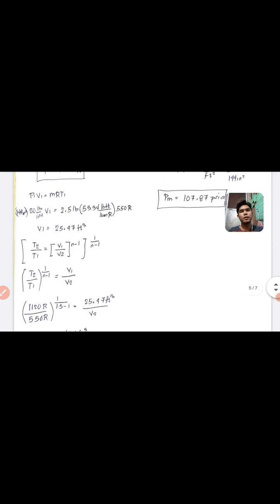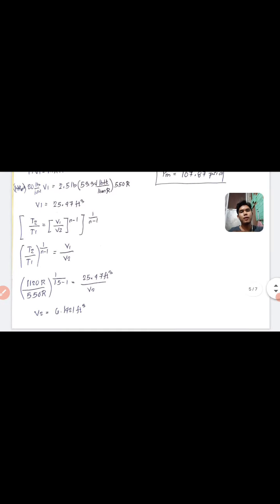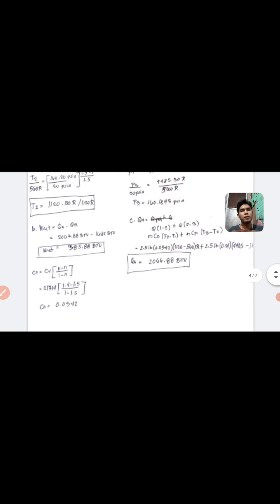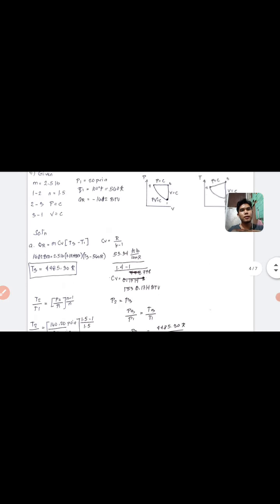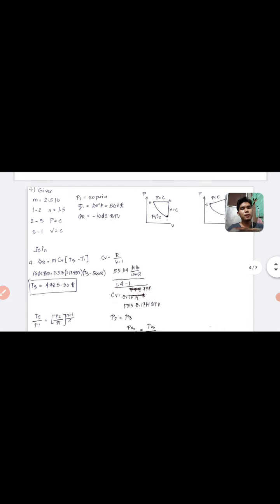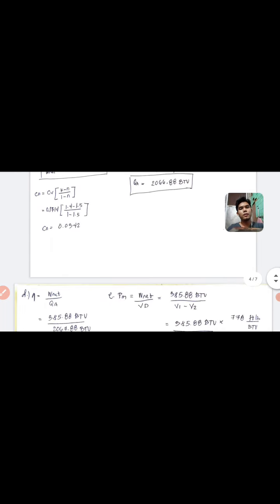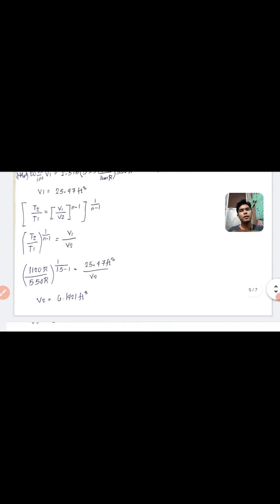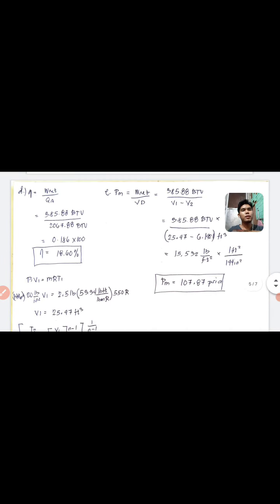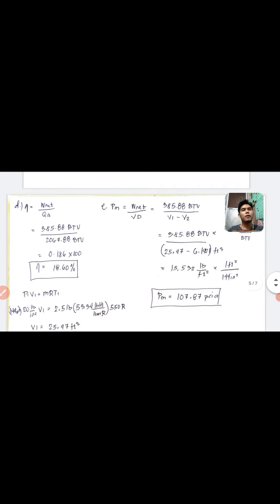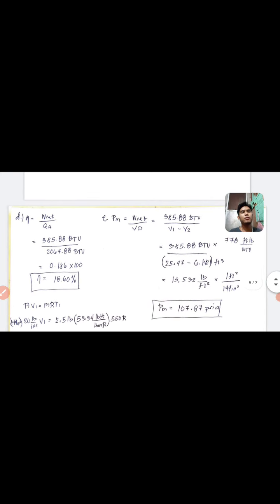Also, we can use here the perfect gas law, which is no, we can't use the formula of perfect gas law since we don't have the value of our P2. Wait, let me check. So we can't use the perfect gas law in order to find our V2 since we don't have the value of P2. Now we can solve for our pressure mean because we have the value of V1 and V2.